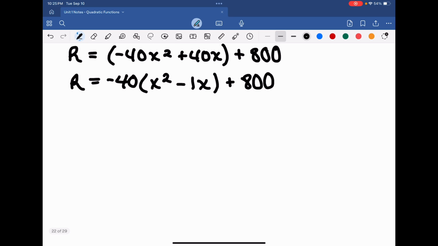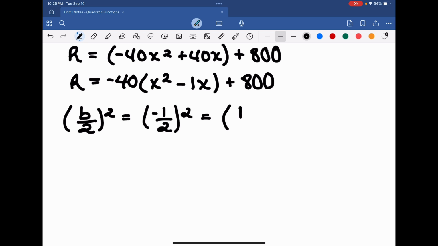Now what we want to do is our b divided by 2 squared term. So it's going to be b divided by 2 all squared, which is equal to negative 1 divided by 2 all squared, which is equal to 1 over 4.